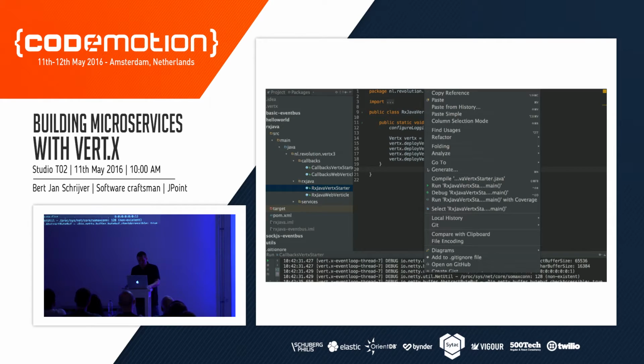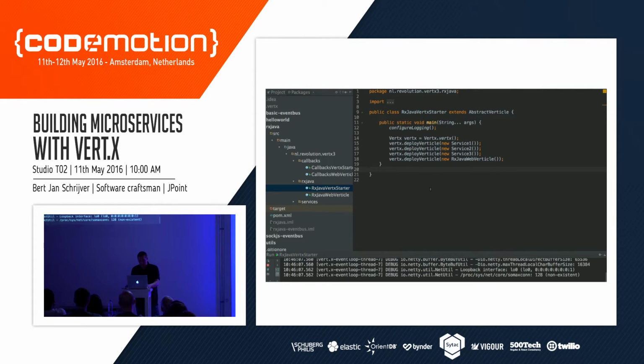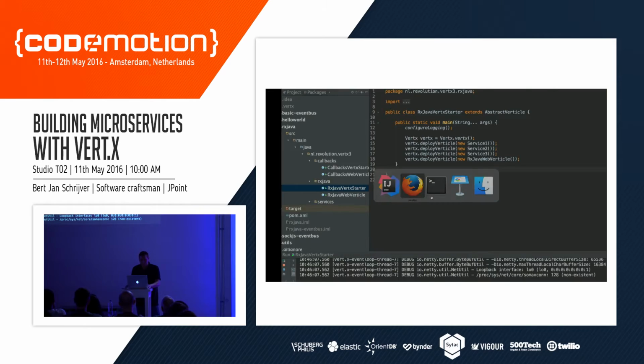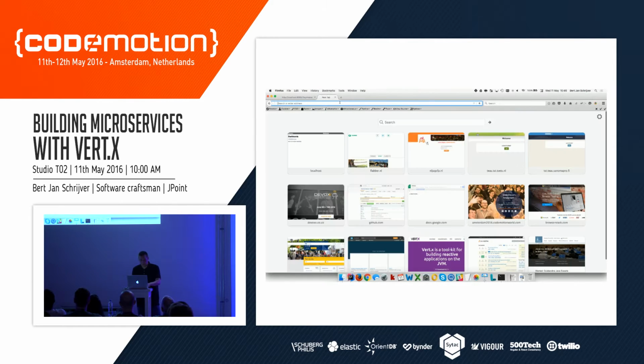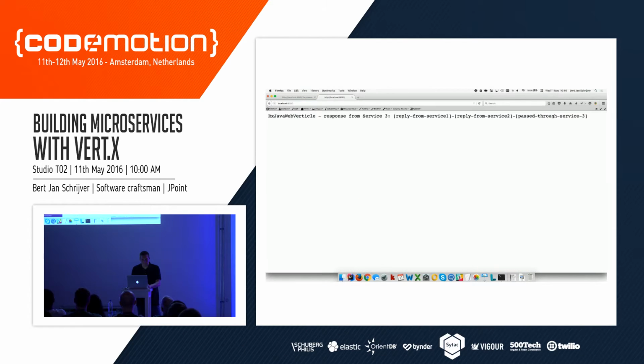If I can click, yes. So that's running. I'll open it in a new tab so you can see the results. So it says now the RxJava vertical response on service 3, and this should be actually the same reply as from service 2, from the callbacks variant.